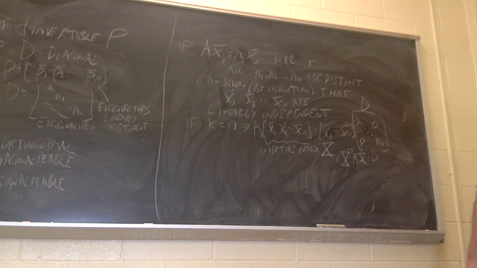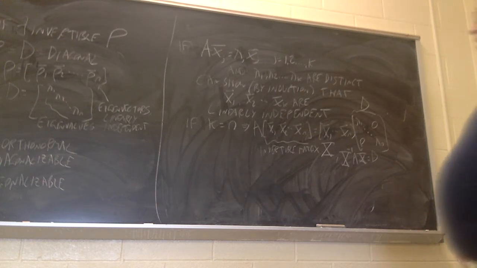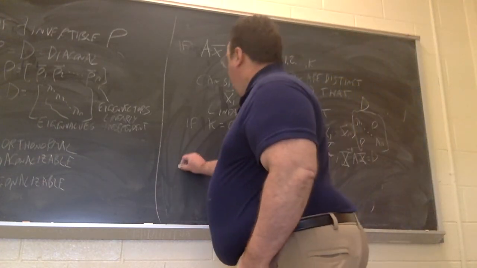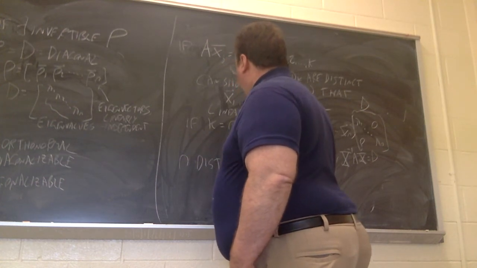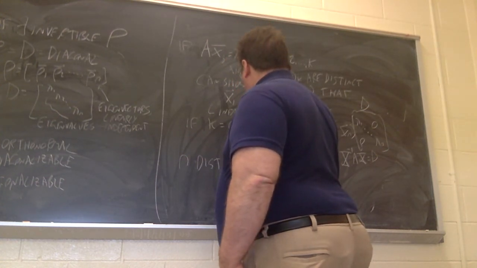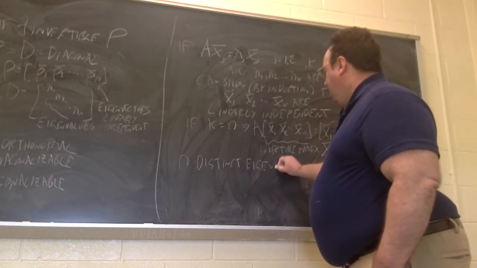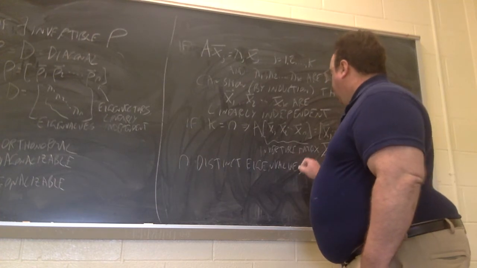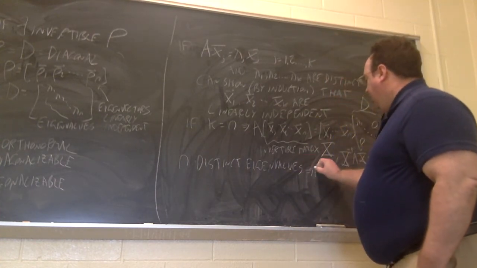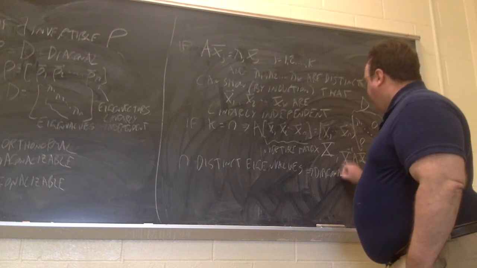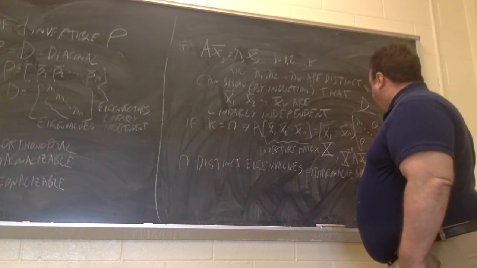So if a matrix has n linearly independent eigenvectors, it is diagonalizable. In fact, that's an if and only if statement. What I've just shown here is that if all of the eigenvalues are distinct, then that is one easy way to tell that A is diagonalizable.